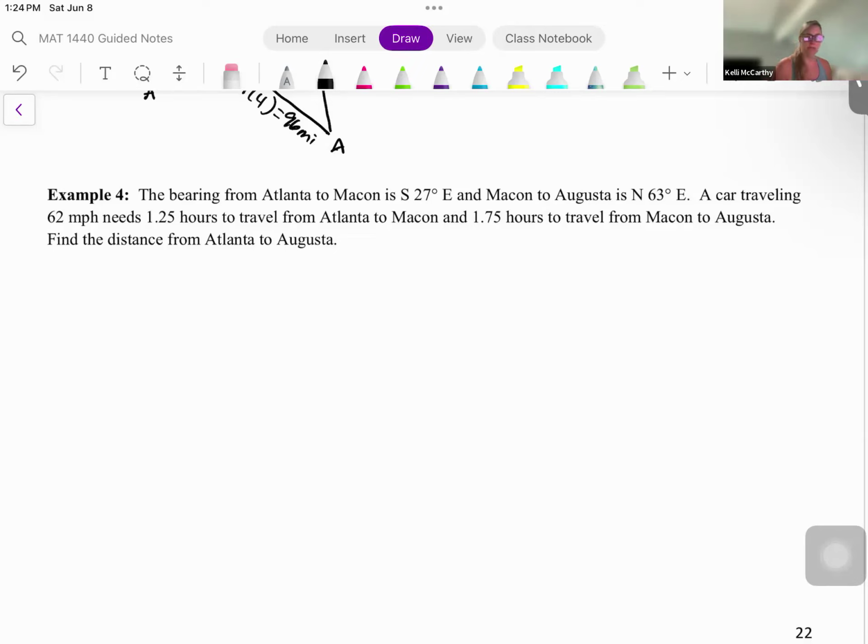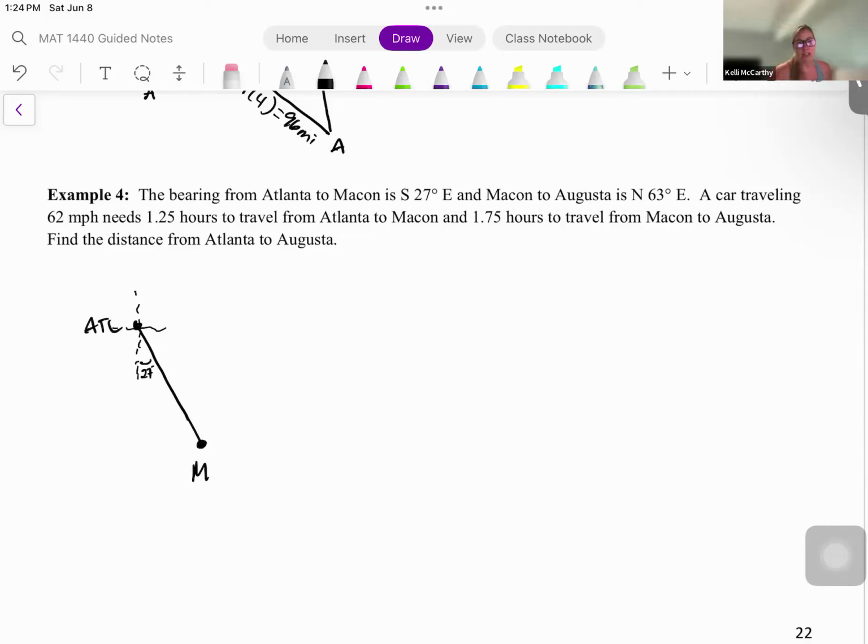We're going to start by setting up a bearing from Atlanta to Macon. So I'm going to just mark an arbitrary spot, Atlanta. And I'm going to set up this auxiliary compass. And the bearing from Atlanta to Macon is south 27 degrees east. So I'm going to start with that straight down, that south line, and go 27 degrees to the right. So somewhere over here is the city of Macon. I'm going to extend that. So this is 27 degrees.